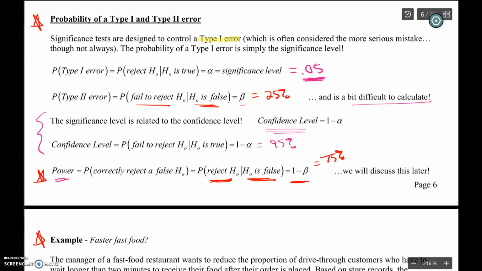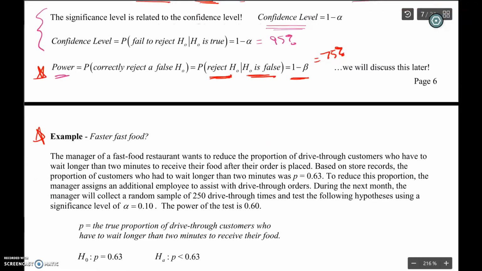So the null is false. What's the probability you fail to reject it? 25%. What's the probability that you properly reject it? 75%.